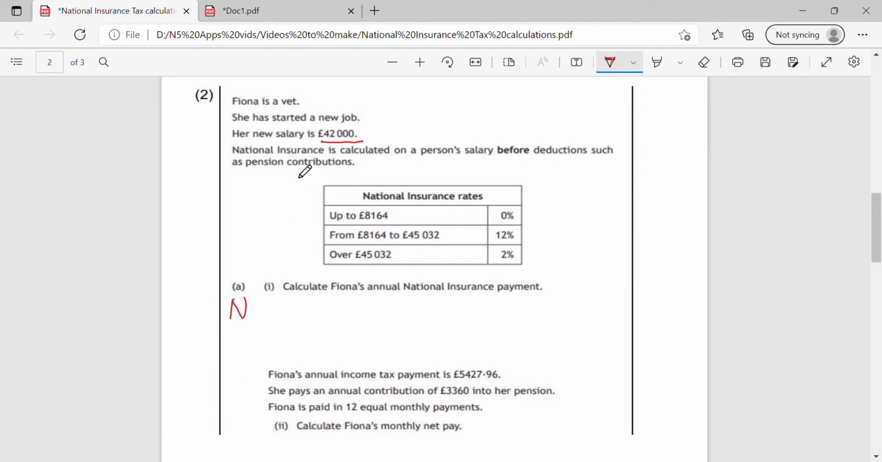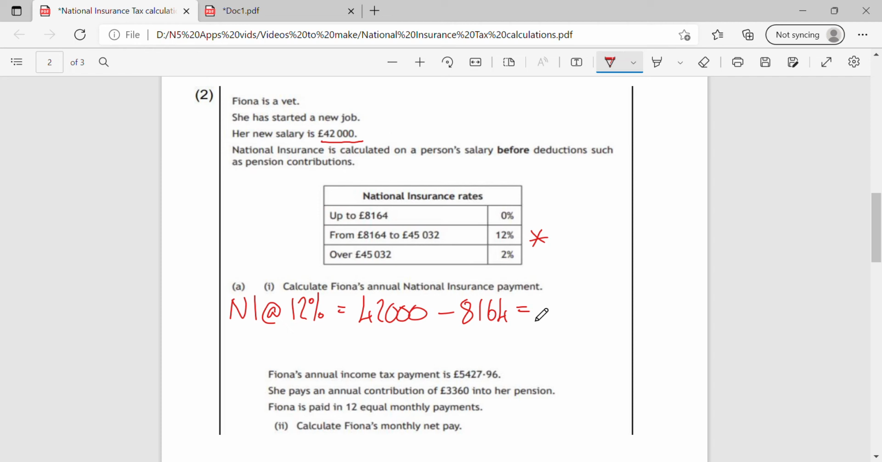So if this person earns £42,000, they belong in the middle band here. So no money is getting taxed at 2%, it's all going to be at 12%. We essentially just need to work out how much is going to be in that band. So if they earn £42,000, and anything above £8,164 is taxed at 12%, we just need to find out how much we've got above that amount by subtracting that off.